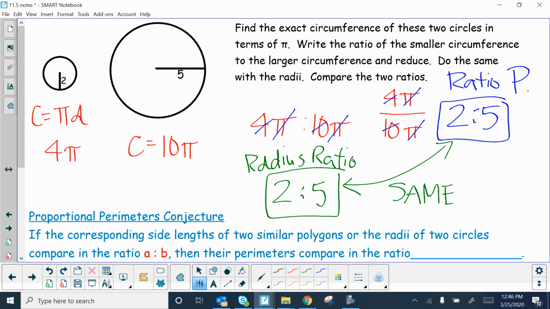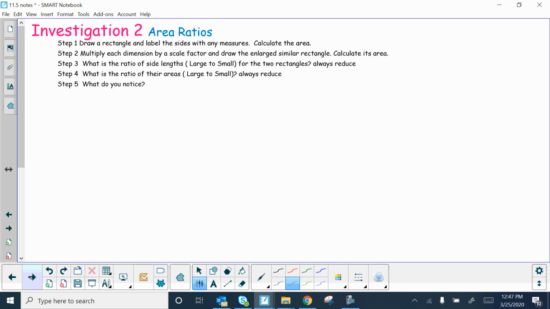So they're the same. So here's a conjecture that you need to always remember. If the corresponding side lengths of two similar polygons or the radii of two circles compare in the ratio of A to B, well, then the perimeters are going to compare in the ratio of the same thing, A to B. Okay, so fill that out in that blank. All right, so that was easy. Let's go to something a little bit more challenging.